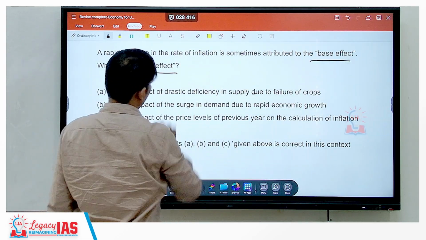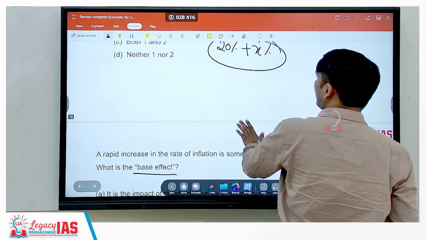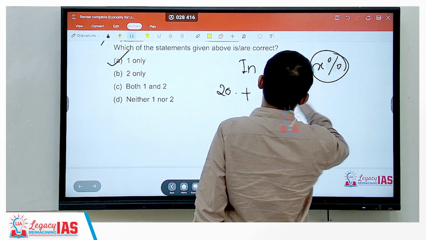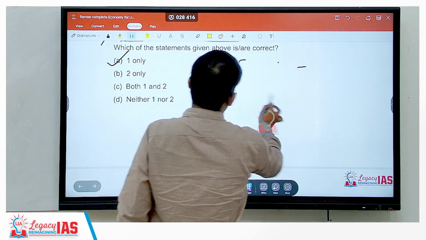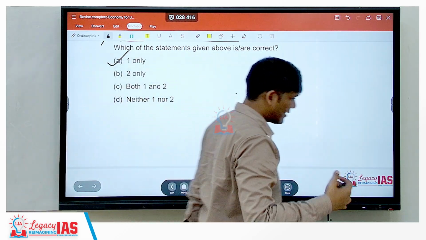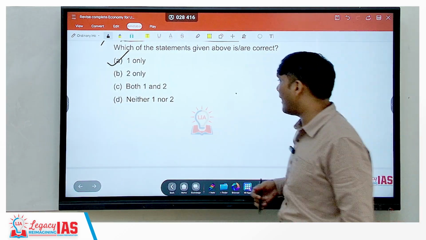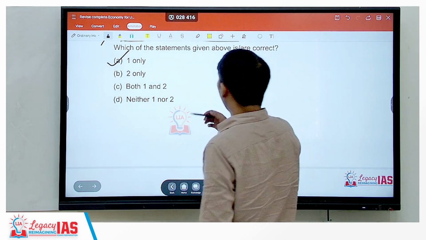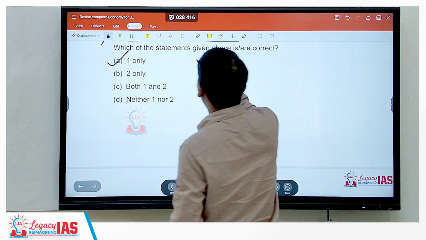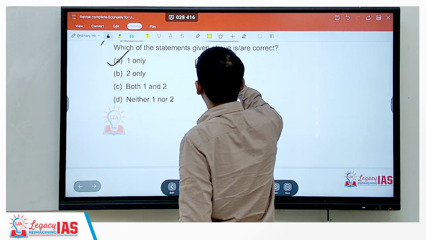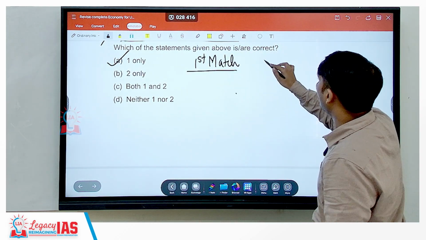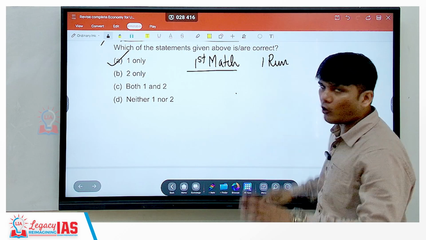Now what is the base effect? I'll tell you what the base effect is first. Let's understand the concept of base effect. I hope we all watch cricket or have watched cricket at least at some point. Definitely we would have, at least the majority of us. So let's say I am playing for India. Okay, so I play the first match, and you score 1 run and you got out.